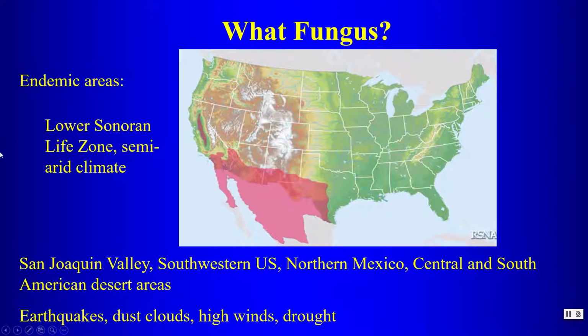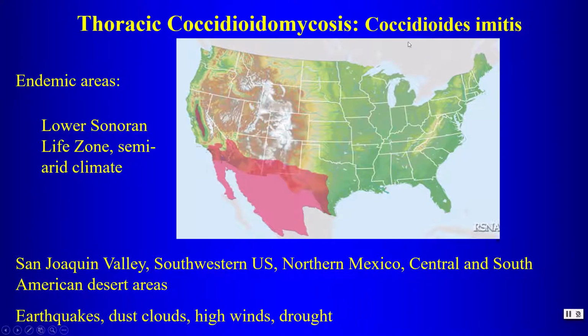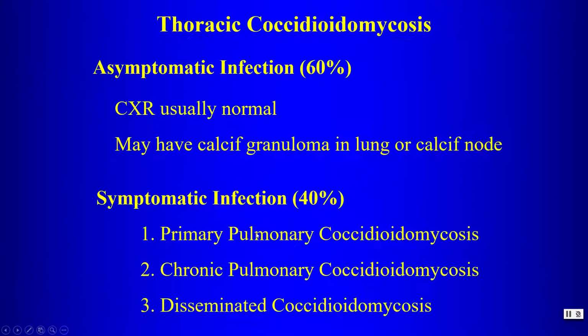So for our next fungus, the endemic areas are desert climates, so semi-arid climates, San Joaquin Valley, southwestern United States. So earthquakes, dust clouds, high winds, this can release the fungus from the ground and then cause infections in the population. This fungus, of course, is Coccidioides, resulting in coccidioidomycosis. So the endemic areas are these desert climates, as we've said.